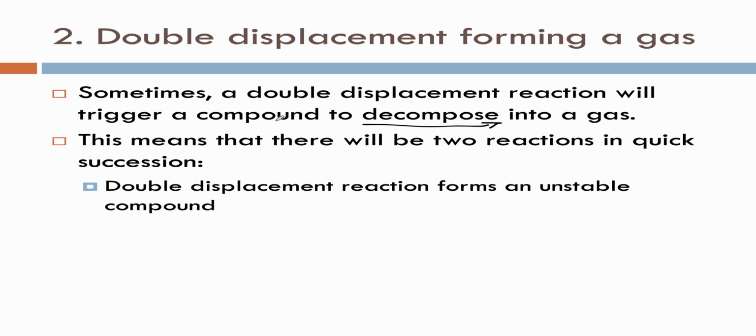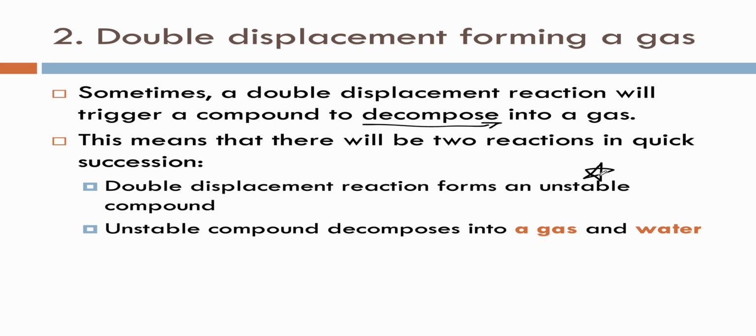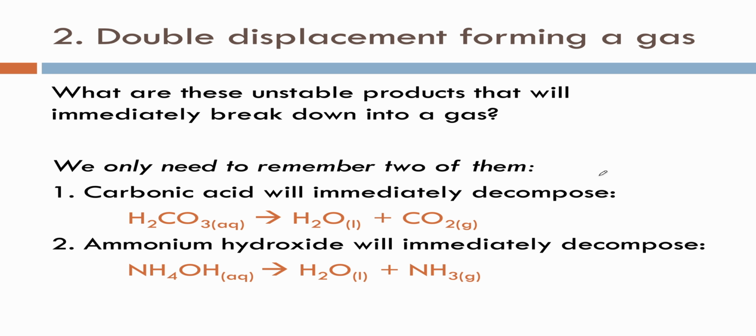The first is you do a regular double displacement, but you form an unstable compound, and there's only two of them that we need to memorize, carbonic acid and ammonium hydroxide. If you spot either of those as your products, those guys are unstable, and right away they will break down into a gas and water. So if we see a product being carbonic acid or ammonium hydroxide, this is going to be a double displacement that will go forward and form a gas, even though carbonic acid and ammonium hydroxide are both actually soluble. They'd be aqueous compounds, so they don't form a precipitate. The thing they form is a gas. So here they are, the two to watch out for.